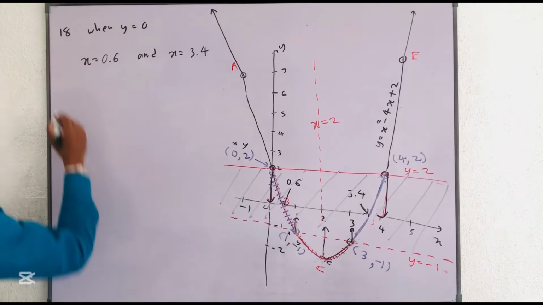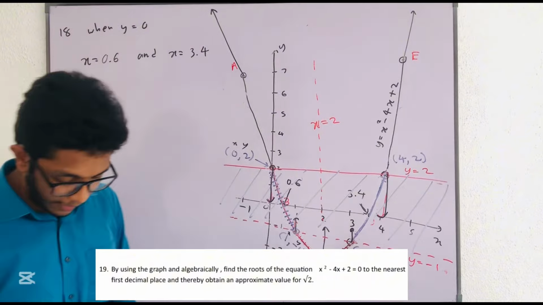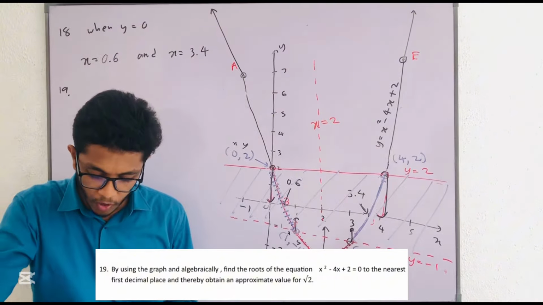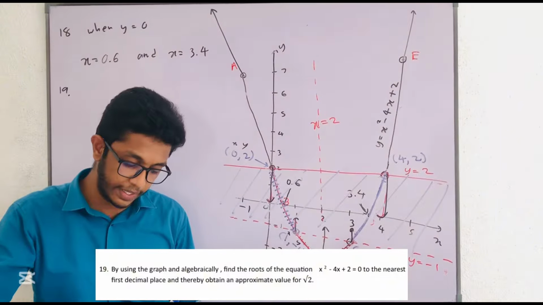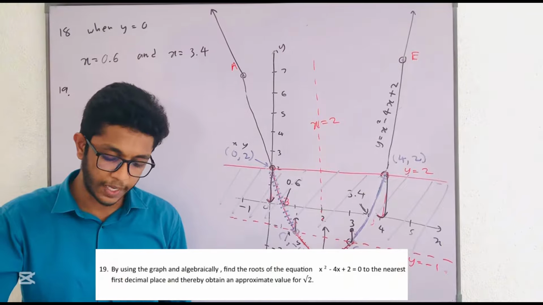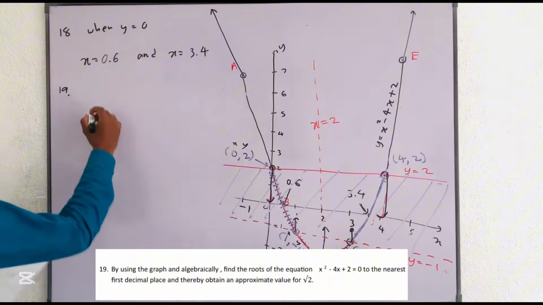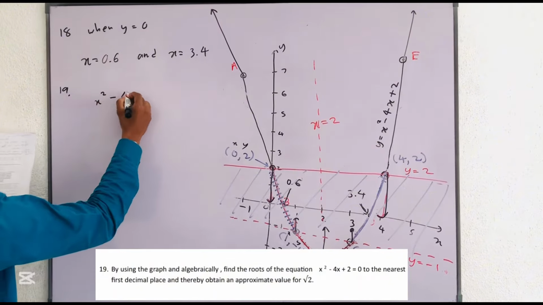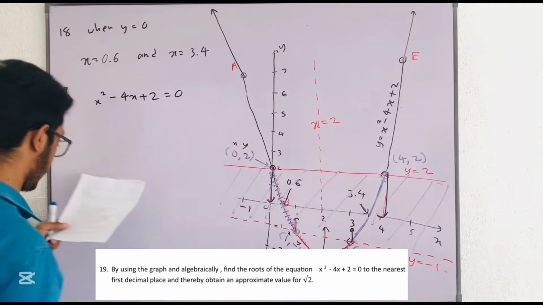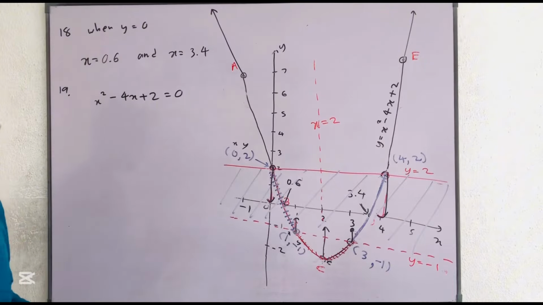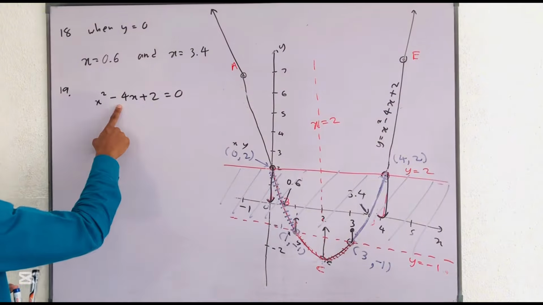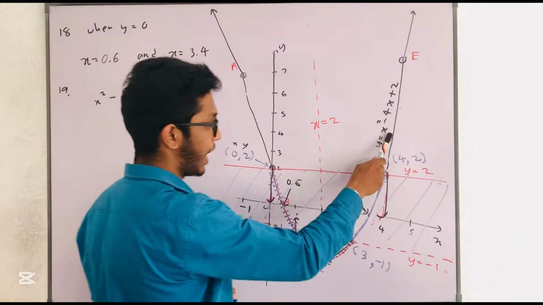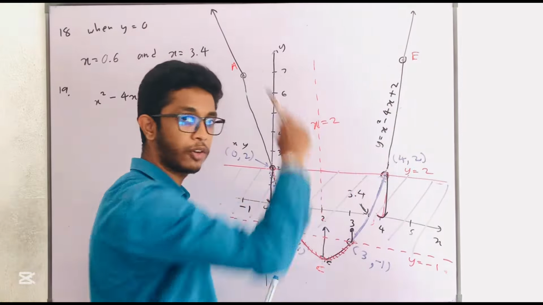Then question number 19. By using the graph and algebraically, find the roots of the equation x squared minus 4x plus 2 equals 0 to the nearest first decimal place, and thereby obtain an approximate value for square root 2. So they have given the equation x squared minus 4x plus 2 equals 0. By using the graph, we have to get the roots of this equation. Roots means the solutions for this equation. So here, x squared minus 4x plus 2 means the function of our graph.